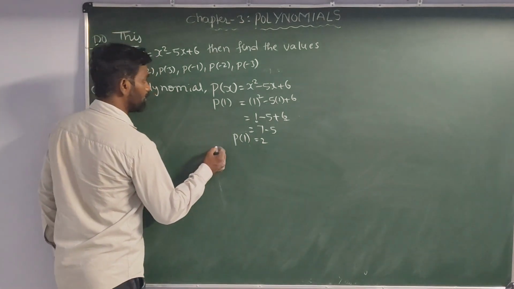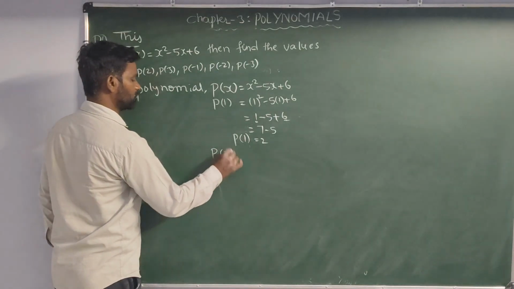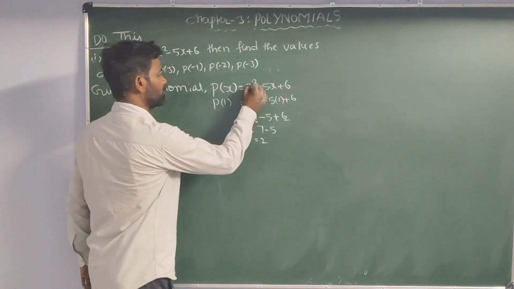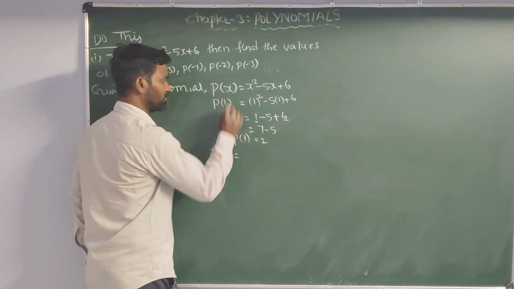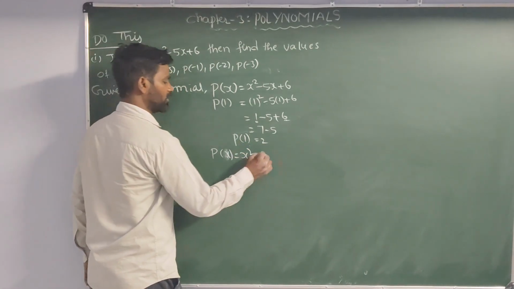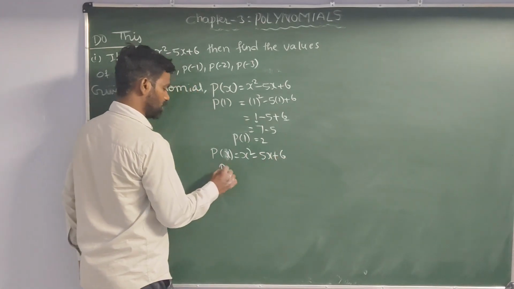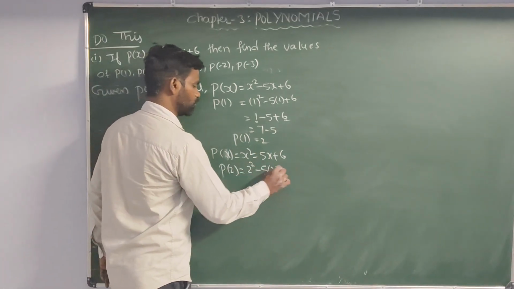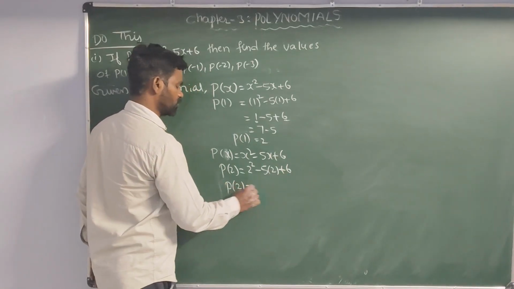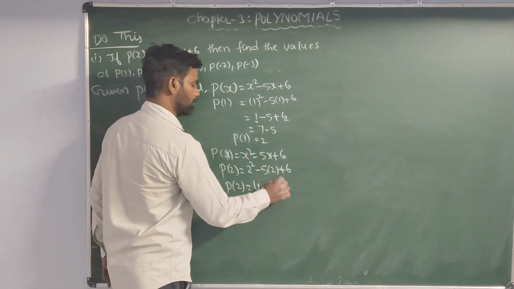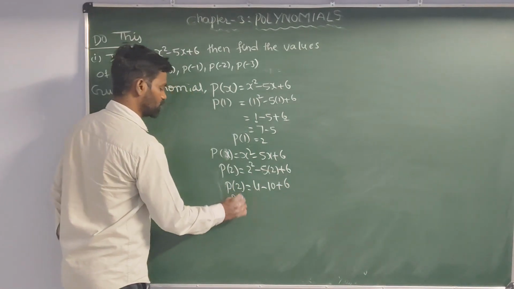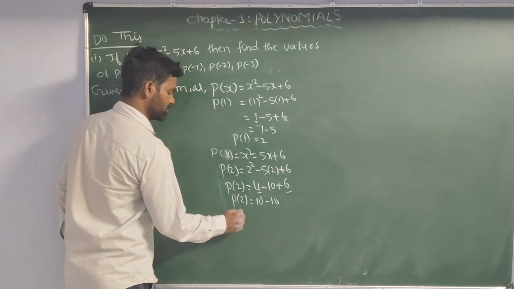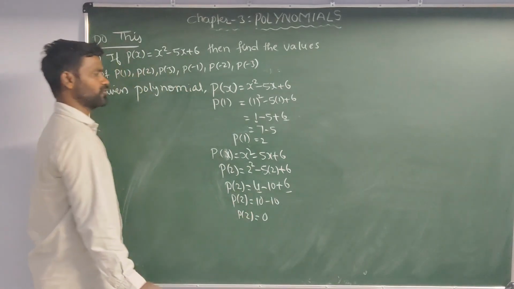Next, now we have to find p of 2. This is also simple. This time we substitute 2 wherever x is there. The given polynomial is p of x is equal to x square minus 5x plus 6. So p of 2 is 2 square minus 5 into 2 plus 6, that is 4 minus 10 plus 6. Add the positive values. 4 plus 6 is 10. 10 minus 10 is 0. Therefore p of 2 is equal to 0.